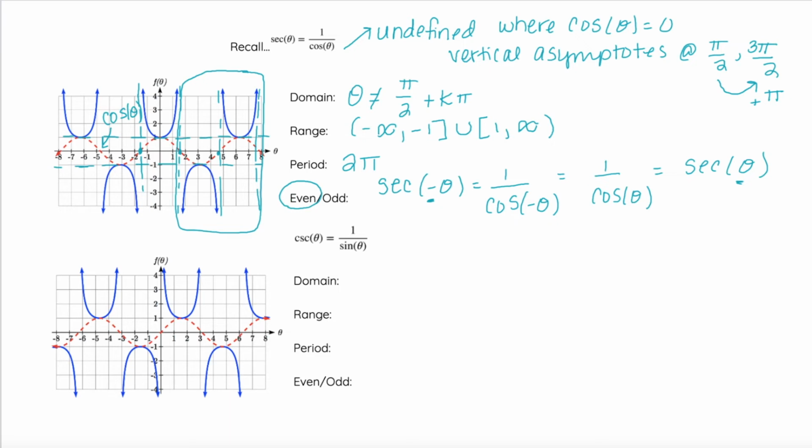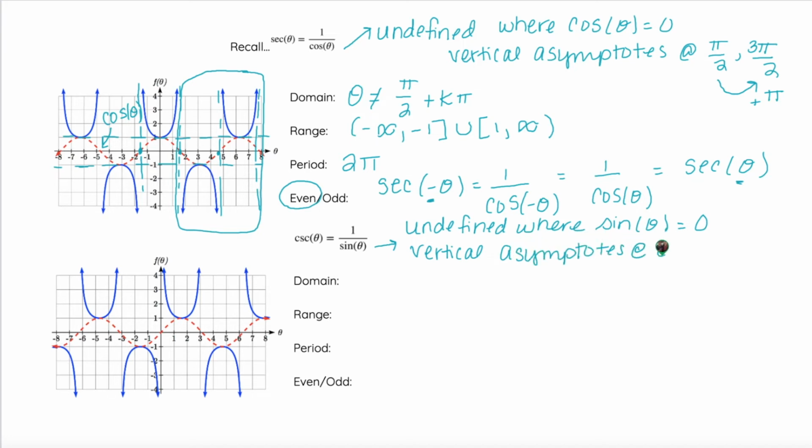Which leads us to a very similar graph with respect to cosecant. Similarly, with cosecant, I know cosecant is the same as 1 over sine. So our graph is going to be undefined where sine is equal to 0. Looking at our unit circle, we're going to have vertical asymptotes. It'll be undefined at 0 and at pi.